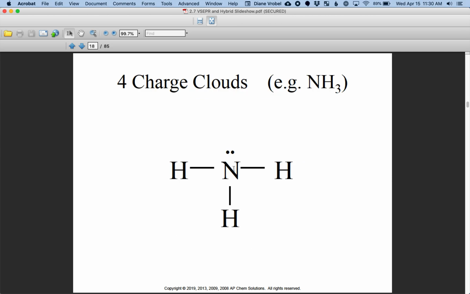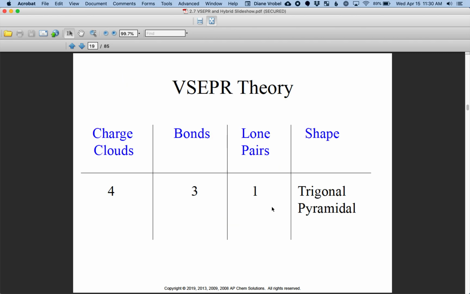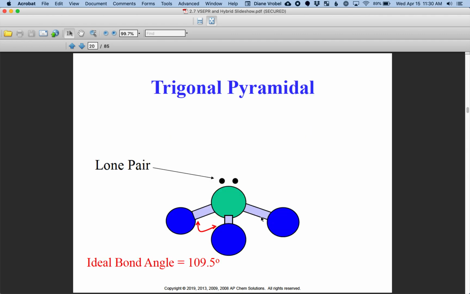Now, here we have a different shape because, even though it's four charge clouds, the amazing thing is the lone pair above nitrogen actually forces a different type of shape. So even though there are four charge clouds, now we have one lone pair and we have a different shape as a result of it. So instead of calling it tetrahedral, we call it trigonal pyramidal. Now, you are allowed to say that the bond angle is 109.5.